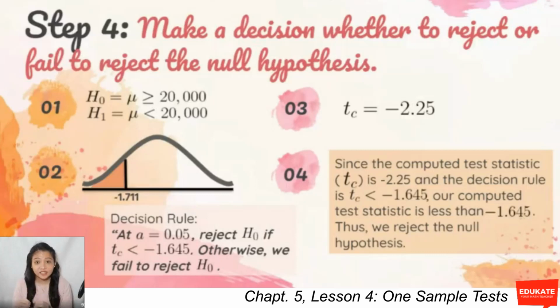Since the computed test statistic T sub C is negative 2.25 and the decision rule is T sub C less than negative 1.645, our computed test statistic is less than negative 1.645. So, ibig sabihin, it falls on the rejection region. It falls on the left of your critical value kasi nga, less than. So, thus, we reject the null hypothesis.